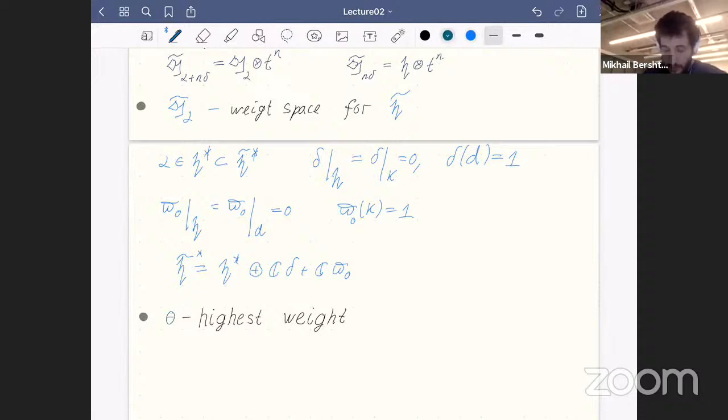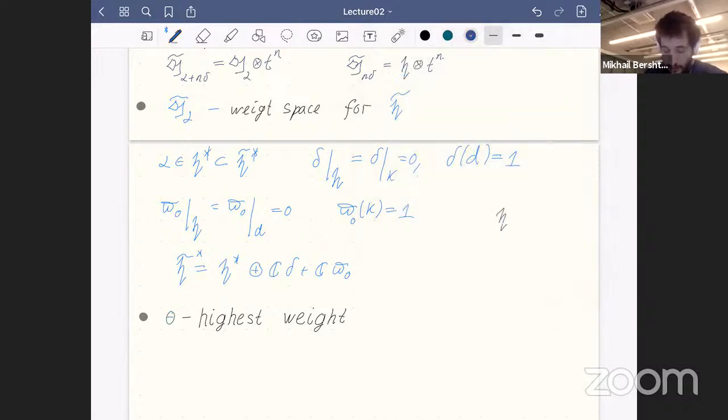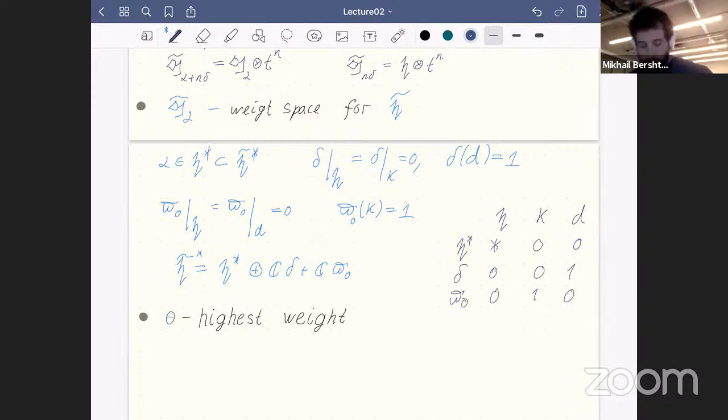Maybe just to write down some formula. So on the original space, we have Cartan, K and D. On the dual space, we have dual Cartan, we have delta, and we have pi 0. So and in the pairing, here we have zeros. And here we have 1, 1, 0, 0, and here we have the pairing between H and H star.